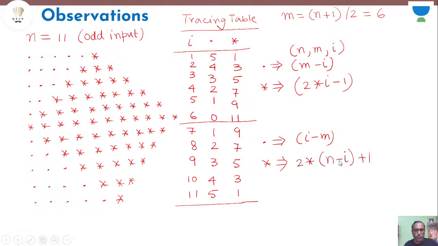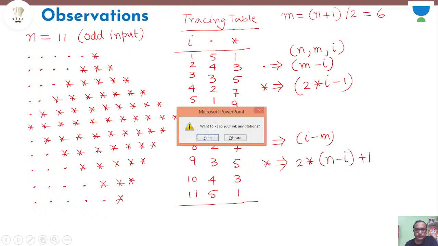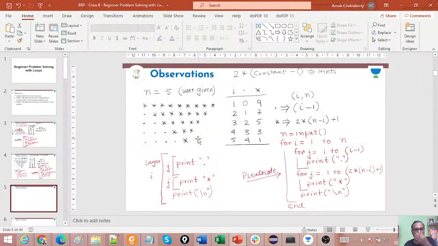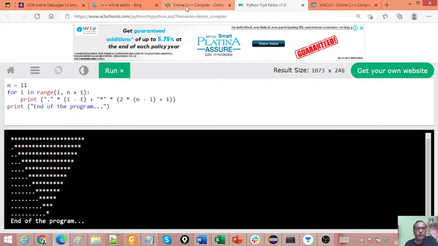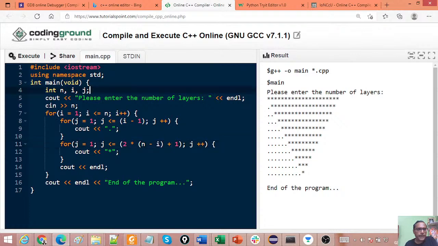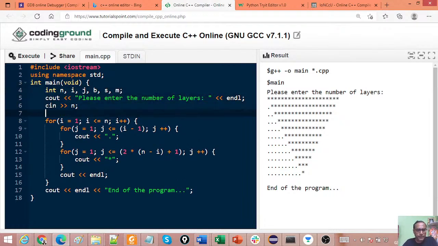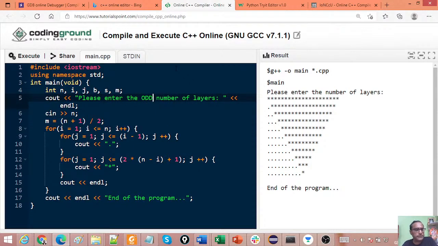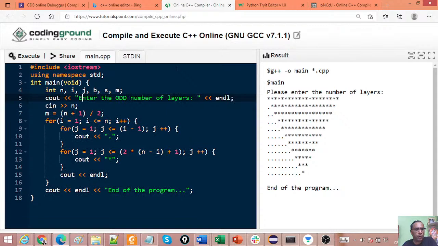Okay, very good. Now we are going for the coding. At first I am going for C++. I am declaring 2 variables, blank and star. I am taking another variable, m, the middle point. So m is equal to n plus 1 by 2. Please enter an odd number of layers, otherwise the pattern will not have symmetry. So enter an odd number of layers.